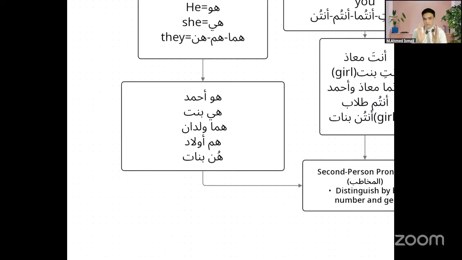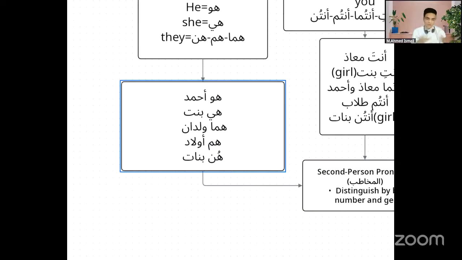Hum is for a group of مذكر, which means a group of males, and it's the same thing as antum. So you can say antum طلاب or hum طلاب. You can use hum also to mention a group of males and females together. So you say hum. And hunna is just for girls. You can say hunna banat. So hum and hunna.